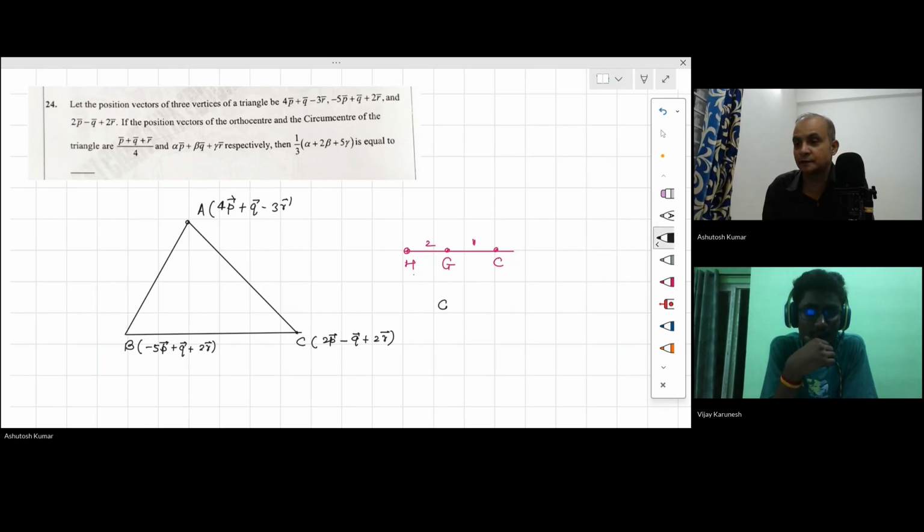Can you find the centroid? The centroid is A vector plus B vector plus C vector by 3. That's P by 3 plus Q by 3 plus R by 3, so P plus Q plus R by 3, sir. Very good.